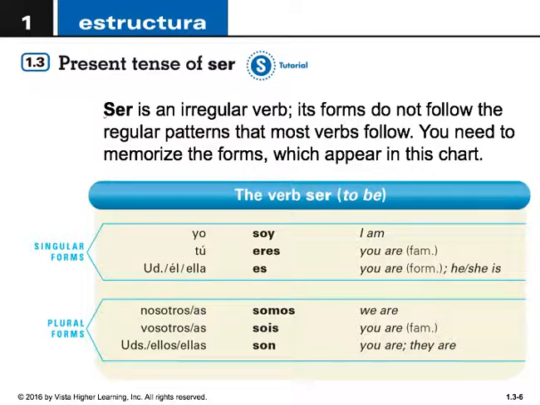We're also going to look today at the present tense of ser. Do know that ser is an irregular verb. Its forms do not follow the regular patterns that most verbs follow. So you need to memorize these forms, which appear in the chart below. We have yo soy, I am; tú eres, you are; él, ella, usted es, it could be you, formal, are, or he or she is. Nosotros somos, we are; vosotros sois, y'all are; ustedes, ellos, ellas son, it could be y'all are or they are.